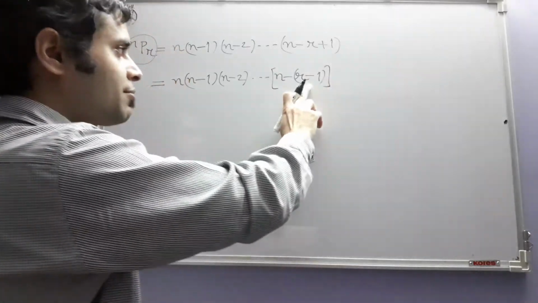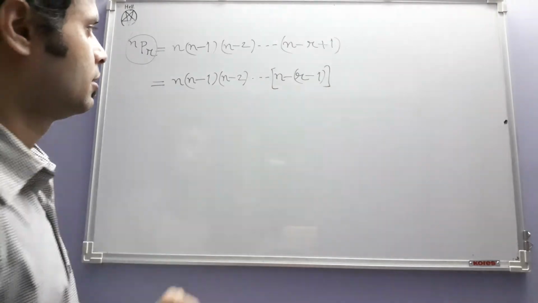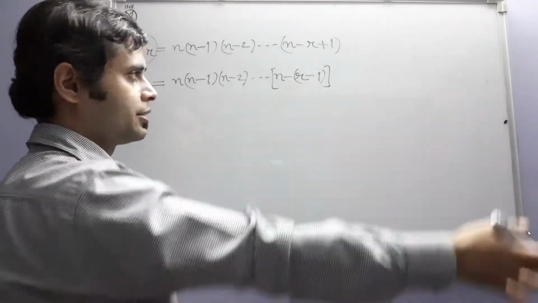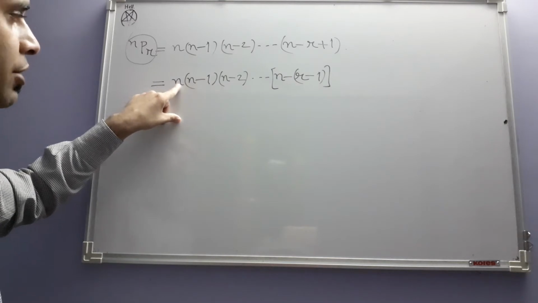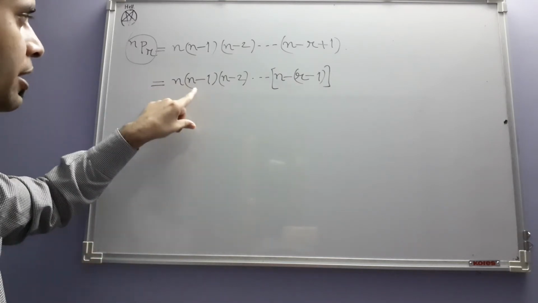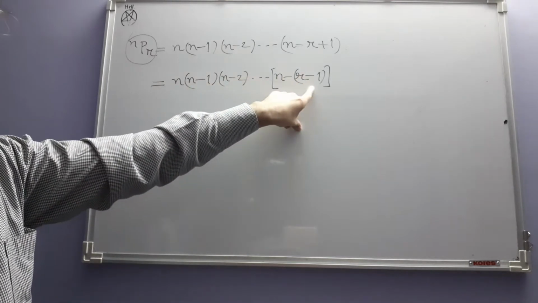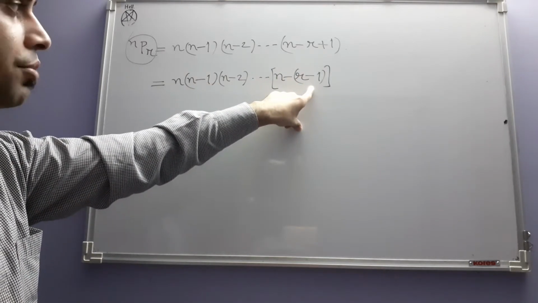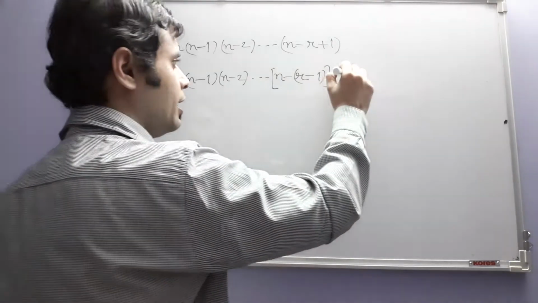You see, here I have subtracted what? r minus 1 from n. Now, if I subtract a larger number, you see, we are subtracting larger and larger numbers. Here we have not subtracted anything, n minus 0. Here we are subtracting 1, here 2, here r minus 1. Next, we will subtract naturally r, n minus r.